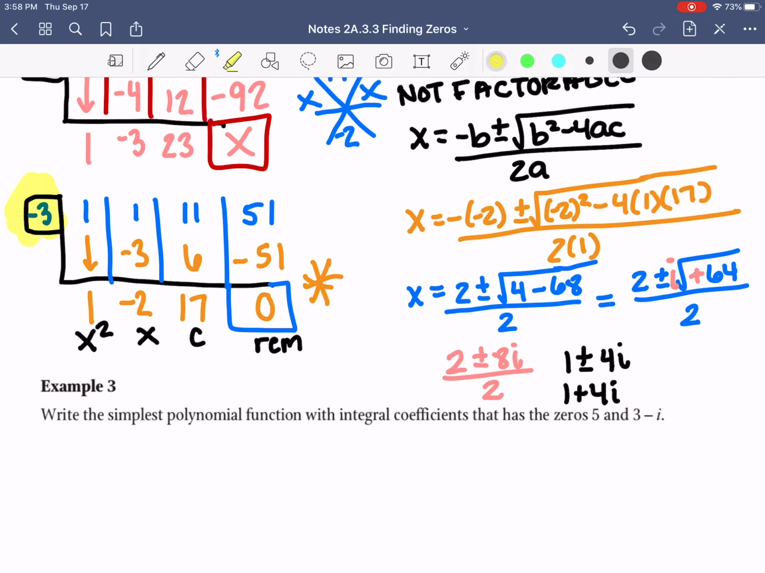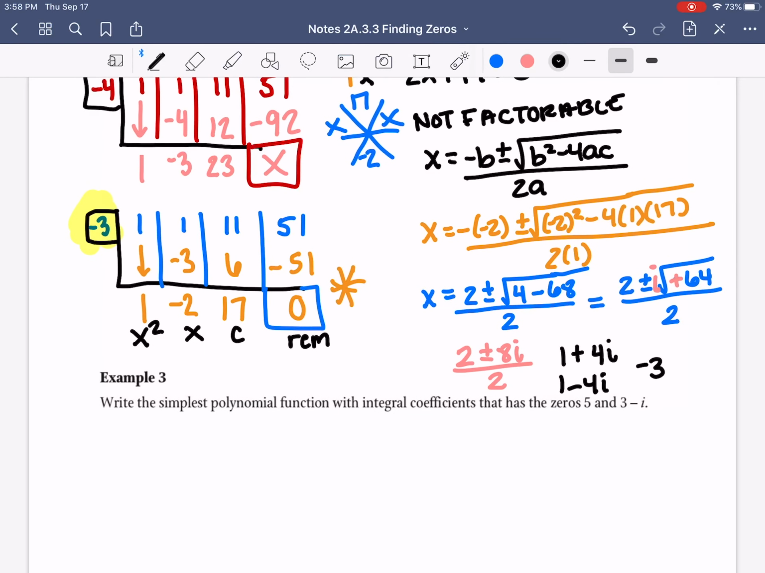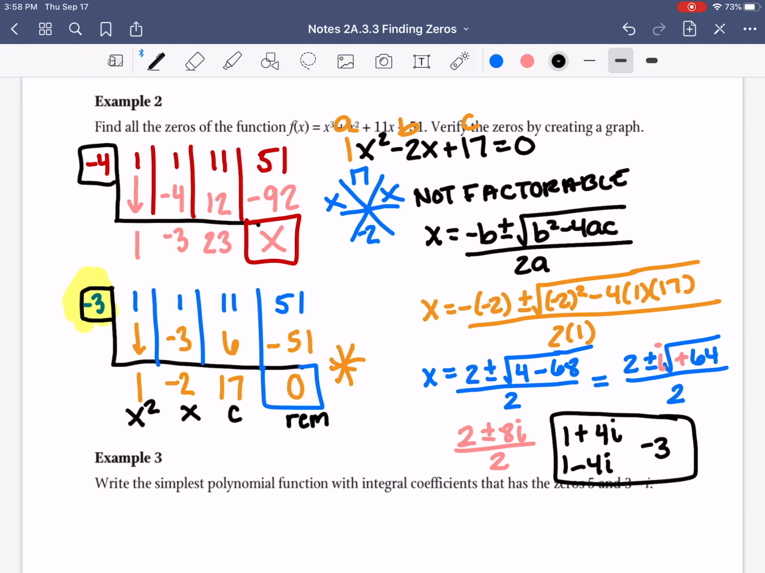I'm just going to erase so I don't have to write it twice. We have two answers, 1 plus 4i and 1 minus 4i, and we also have that real root that we found, negative 3. So we have 3 answers, 1 real, 2 imaginary. What that means is that if you graphed it, it's only going to hit the x-axis 1 time. These roots, zeros, solutions, answers, they all just mean the x-intercepts. Those x-intercepts are the answers to the graph.